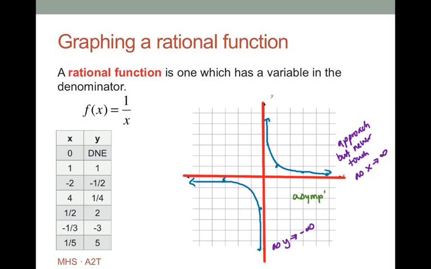As y goes to negative infinity, again that curve gets closer and closer but never actually touches it. And these two lines, the x and y axis in this case, we call those asymptotes. An asymptote is a line where your curve is going to approach but never touch or cross.